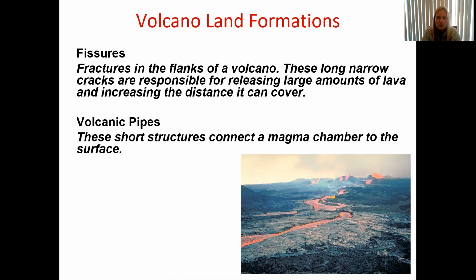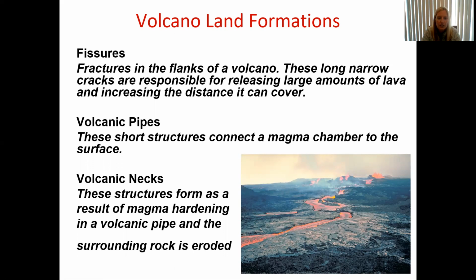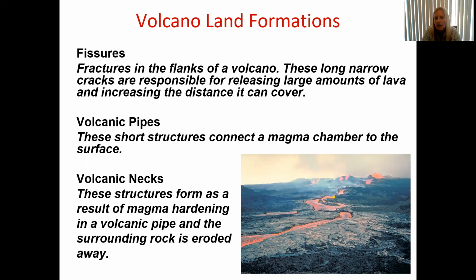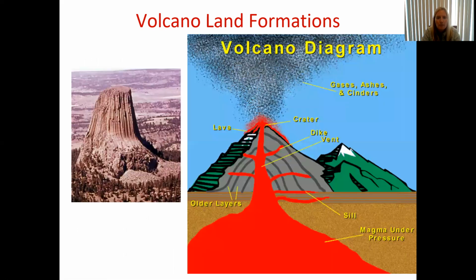The volcanic pipe is going to connect the magma chamber underneath the volcano to the surface, sometimes also called a conduit. Our volcanic neck is basically where we had magma in the volcanic pipe ready to erupt, but it just didn't erupt. If the rock around it erodes away and the magma hardens, we're left with a volcanic neck. We've got some pictures here. On the left, we've got Devil's Tower, that's in Wyoming. That's an example of a volcanic neck.